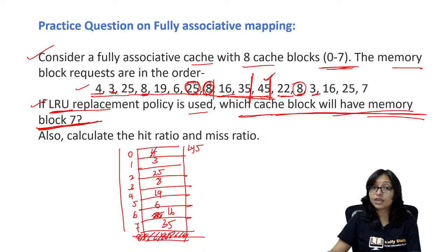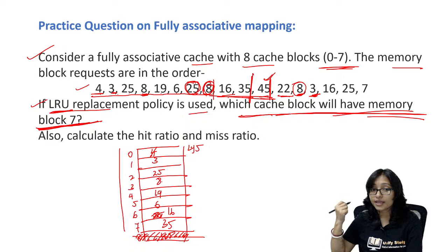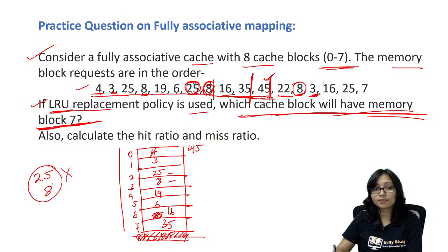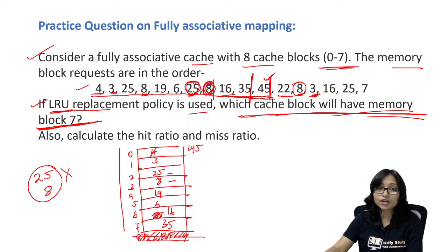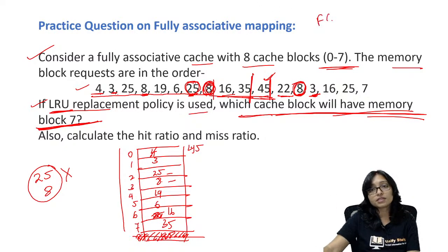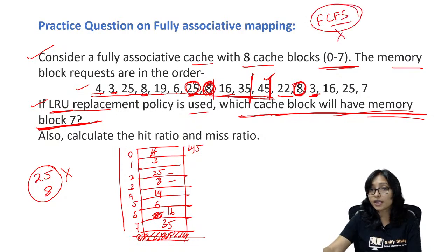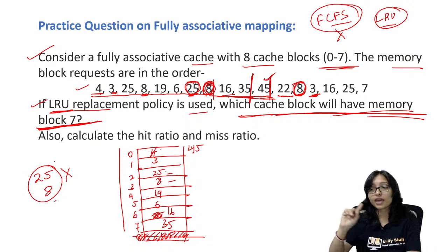Now, 3. 3 will be replaced by whom? Where will 3 come? Which one will be replaced now? Can I replace 25? Can I replace 8? No. 25, 8 will not be replaced, because here I used this 25 and 8. That's why we cannot replace. This was also used now. Don't make a mistake here. Here students are making a mistake with FCFS. It is not FCFS. It is LRU. In FCFS you will replace this 3 and 25. But here 8, 25 you cannot replace, because they were recently used.